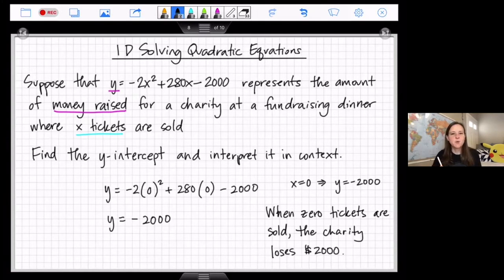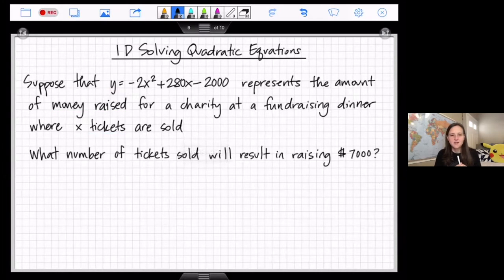All right, let's stick with the same equation and answer another question. So same exact setup, but the question this time is, what number of tickets sold will result in raising $7,000? So remember, in the last question, we identified that x refers to the number of tickets. So when they're asking you what number of tickets, they're asking you to solve for x. And then they tell you that you're raising $7,000. So this is your y value. Right, so it's telling us to go to the equation, plug in y equals 7,000, and then solve for x. So I'm going to go up to my equation, plug in y equals 7,000.